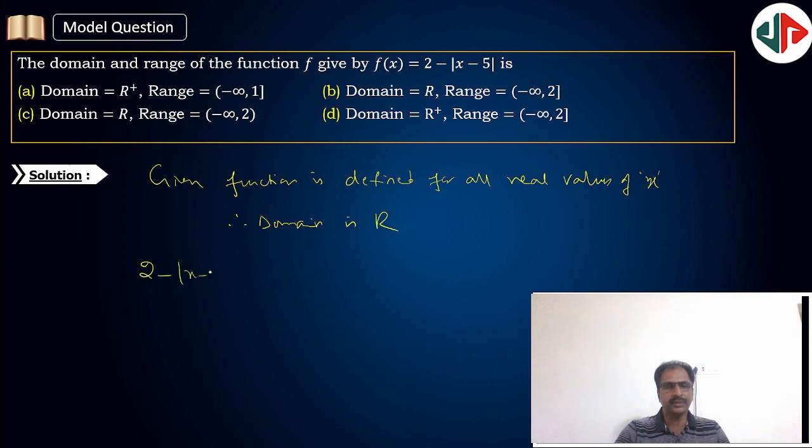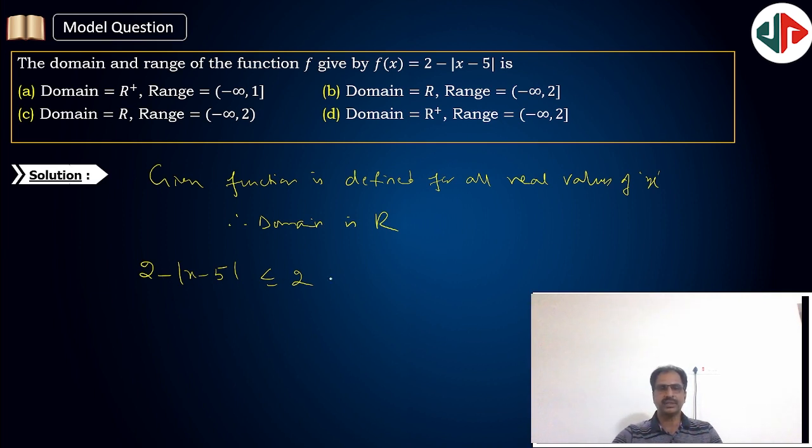Then how to find the range? 2 minus mod of x minus 5. See, mod of x minus 5 is always positive, or it may be 0. When x is 5, it will be 0, otherwise it is positive. If it is 0, this will be 2. Otherwise, it will be less than 2 because we are subtracting a positive number from 2. If we subtract a positive number from 2, the overall value will be less than 2 only.